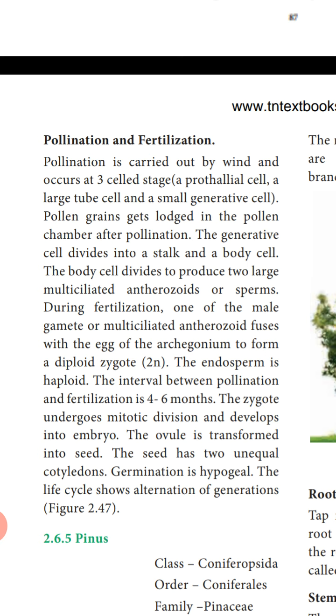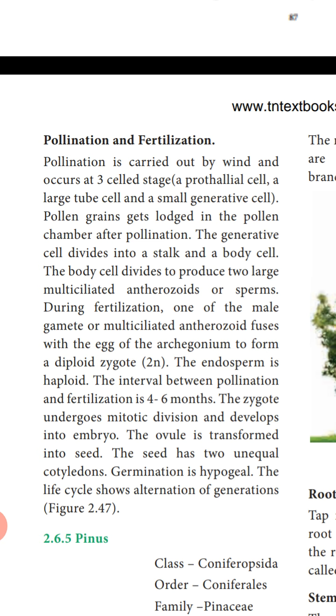Now the zygote, after fusion, is formed. The zygote will undergo mitotic division, that is it will divide into 2 cells and develop into an embryo. The ovule is transformed into seed. The seed has 2 unequal cotyledons. Okay, now this ovule will develop into seeds, and the seed has 2 cotyledons of unequal size, and the germination is hypogeal. That is, the seed germinates below the soil.